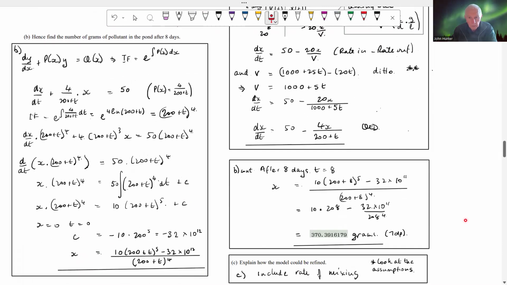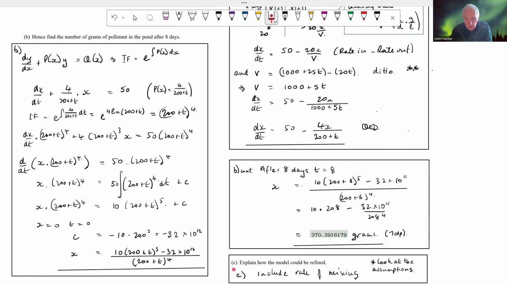Now if we continue on part B, we're simply asked to find the number of grams of pollutant in the pond after 8 days. So this is just a substitution of t equals 8 in our particular solution here. You can see how it works here. Pause it again if you are not sure, but we're just substituting 8 in there, working it through, and we're going to get this figure, to 7 decimal places. The question doesn't specify how accurate it wants, so you can use whatever accuracy you like.